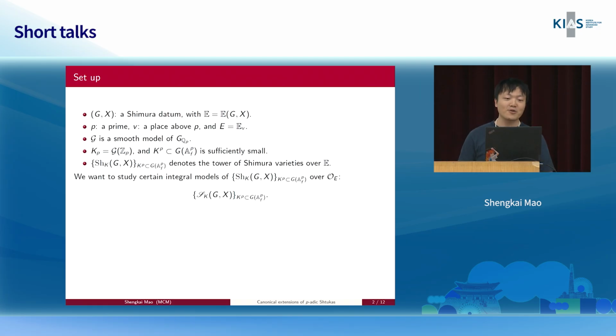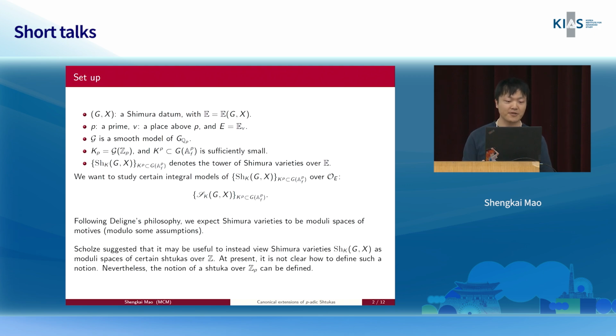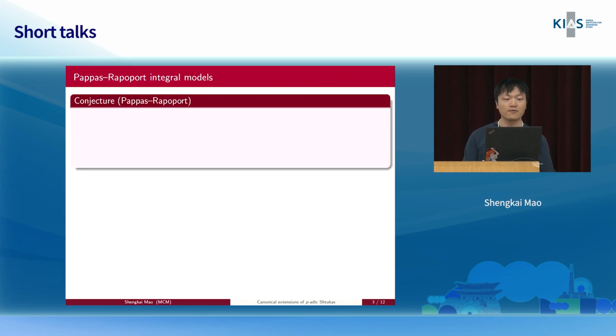Okay, so we need to know what is a good integral model. So we will follow the Pappas-Rapoport notion. Following Deligne's philosophy, we expect the Shimura varieties to be moduli spaces of motives modulo some assumptions. Scholze suggests that it might be useful to instead view Shimura varieties as moduli spaces of certain shtukas over Z. But now we can only define shtukas over Z_p, and we will study it in this way.